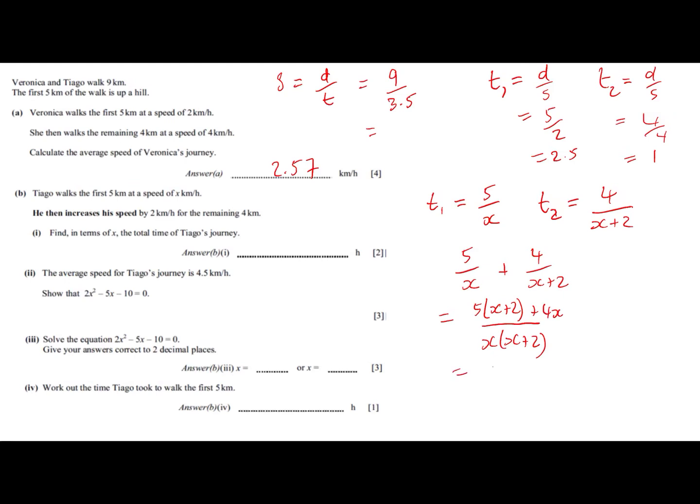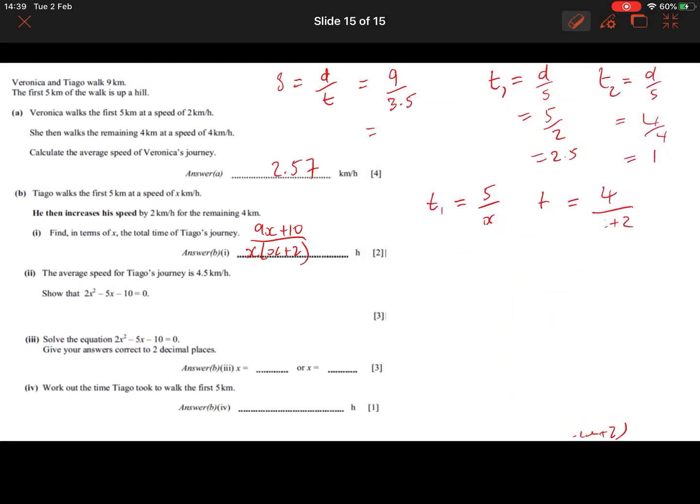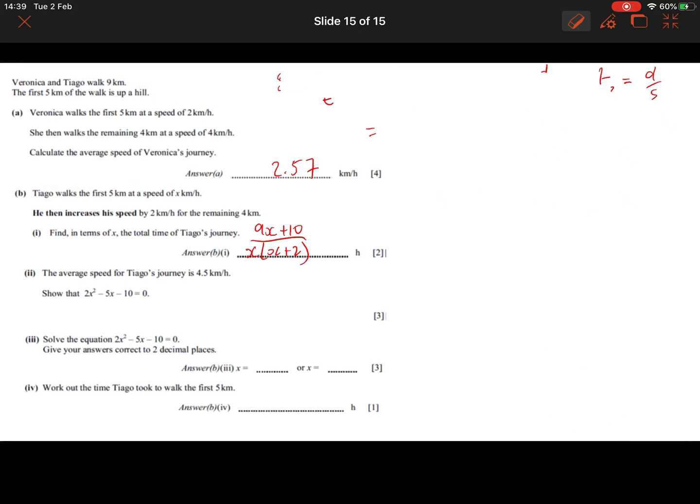And then it's going to be 5 times X plus 2 plus 4X. We're simply adding algebraic fractions. So it's going to be 5X plus 10 plus 4X over X times X plus 2. So we're going to get 9X plus 10 over X times X plus 2. That is your answer: 9X plus 10 over X times X plus 2. Okay, so we've got to be really good at algebraic fractions to be successful in this topic.